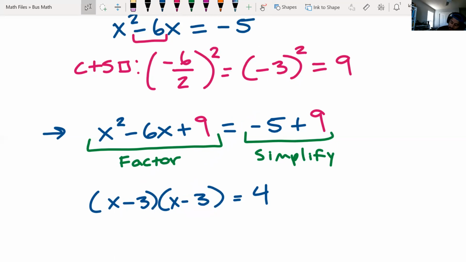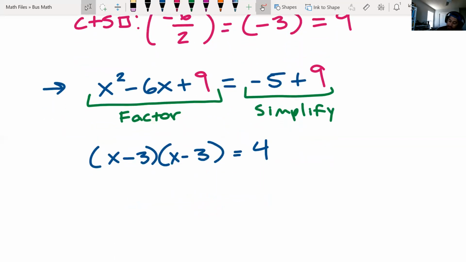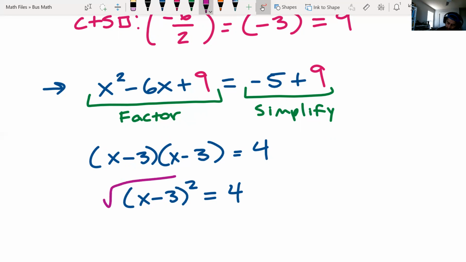And now we must solve for x. So x minus 3, since it shows up twice, we can rewrite it as x minus 3 squared. Set it equal to 4. And now we're going to solve by using the square root method. So we're going to square root. This uses the square root method that we learned last class.